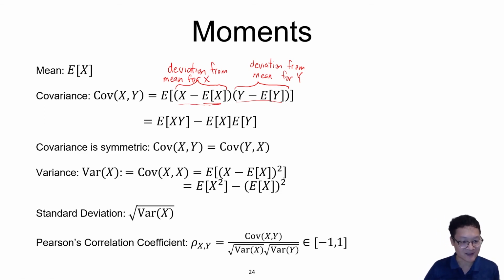Okay, so next, a special case of covariance is the variance. So the variance is actually just the covariance of x and x itself. Using the same formula, basically the y just becomes x. So we have e of x minus e of x, squared. You can also simplify this to e of x squared minus e of x, all of that squared.